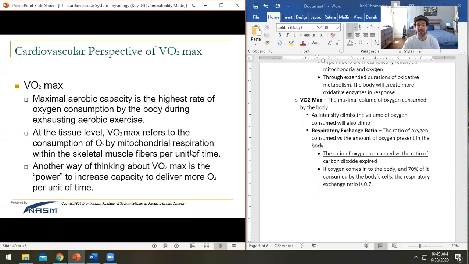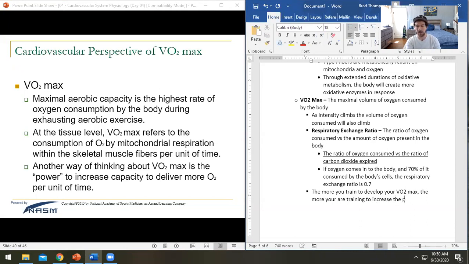So maximal aerobic capacity, the highest rate of oxygen you can use, again, that is your VO2 max. I really like this sentence right here, though. Another way of thinking about VO2 max is it's the power to increase capacity to deliver more oxygen over time. So the more you train to develop your VO2 max, the more you are training to increase the power output of the body's cells, right?